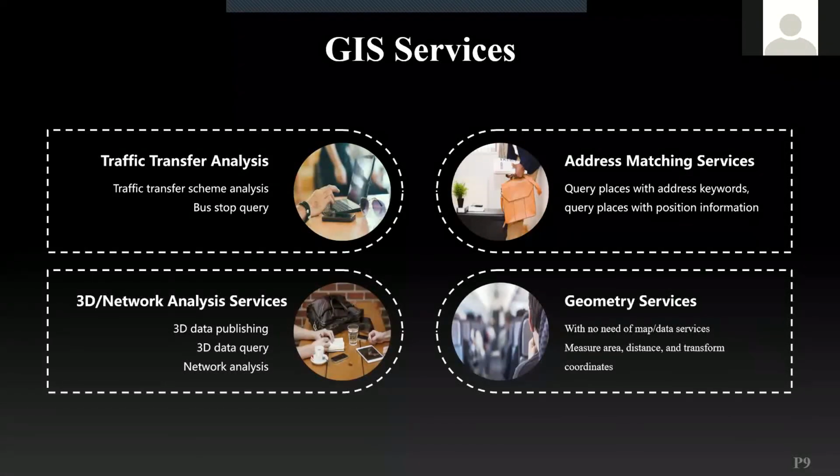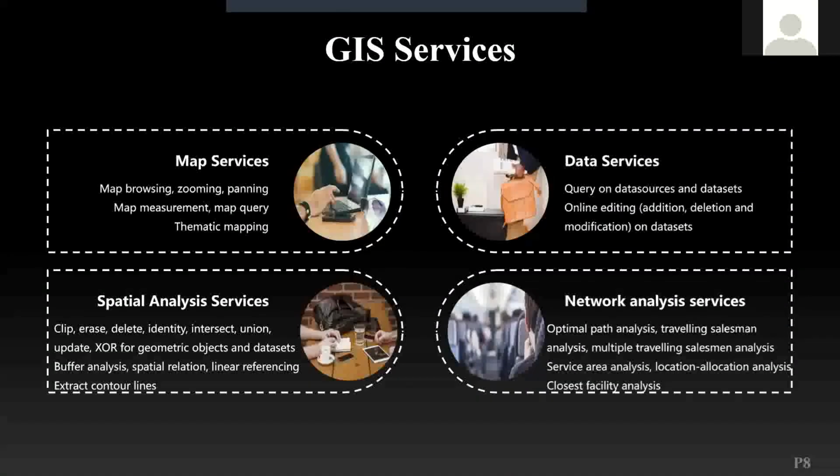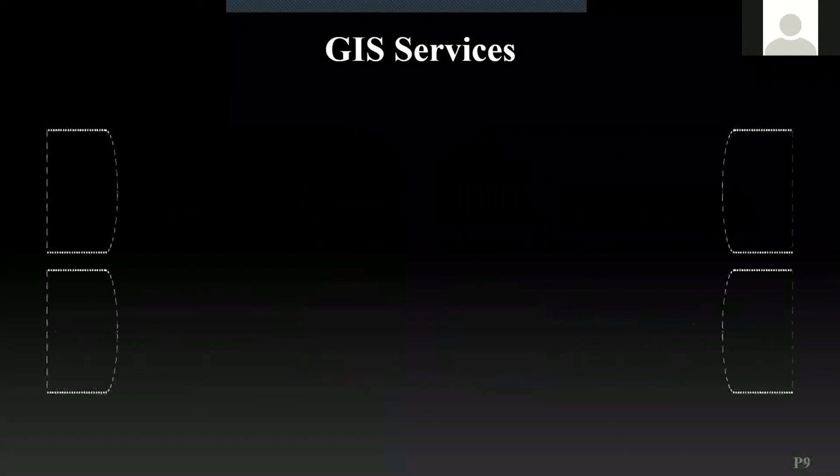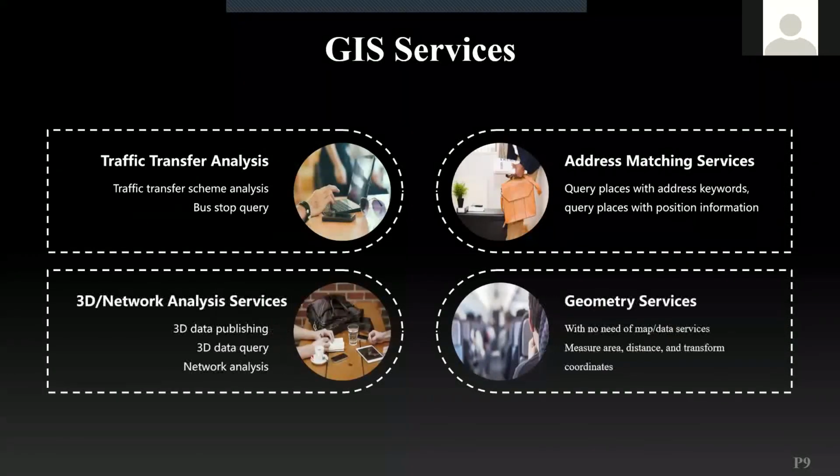Okay, and besides these four basic GIS services, there are another four we can use a server to do. The first one is traffic transfer analysis. This one is different from the network analysis because it is based on the public transport, public traffic transfer scheme. Such as, we can analyze the routes for us by bus.